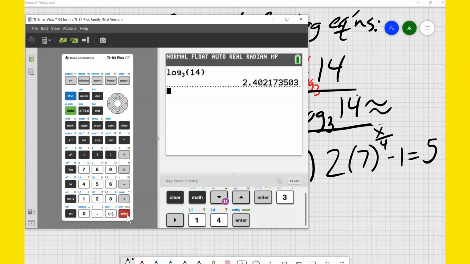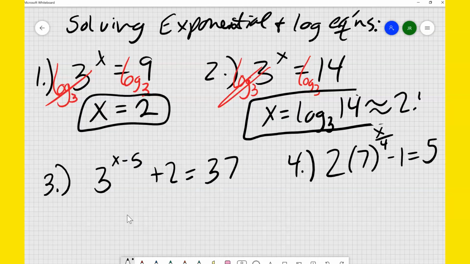And you get a good old decimal approximation, 2.402. So if we want to maybe round to the nearest hundredth, then it would round to 2.40, or I can just leave it as 2.4. So if the system says to type an exact answer using logs as necessary, then you're just going to type in log base 3 of 14. But if at some point you have to give a decimal approximation, then you type it in your calculator to do that.